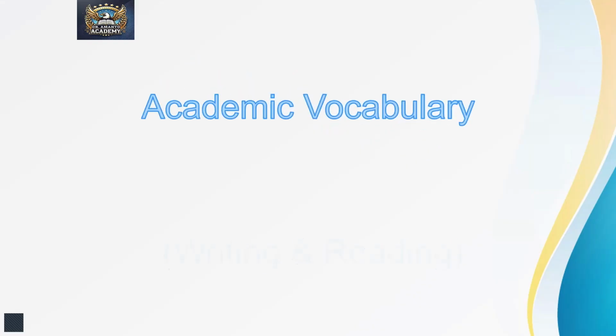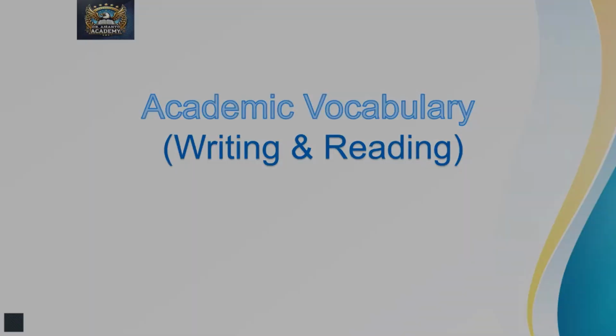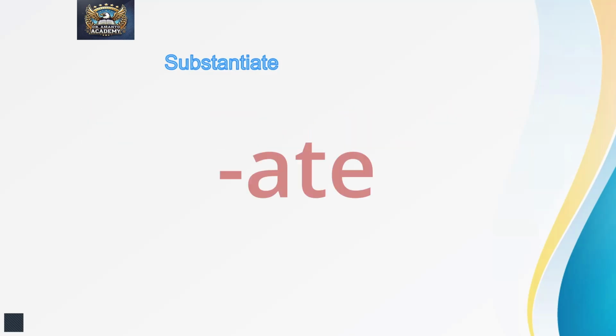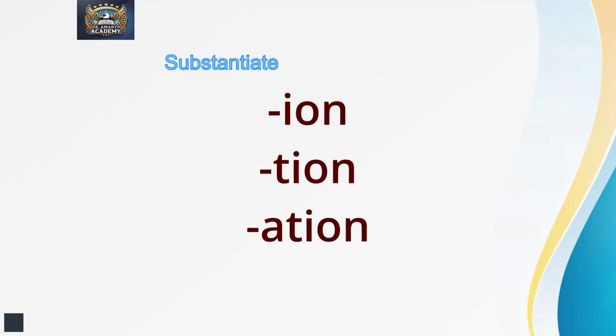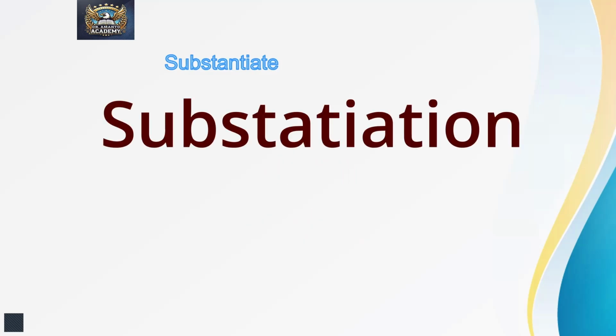The first set of the words is for writing and reading skills. The first word that we learn in this list is substantiate. Substantiate is verb. Its noun form is substantiation. Those words that end in ate, that is a verb suffix, they can be turned into noun form by adding ion or tion or ation to the end of the word. So substantiate is verb, substantiation is noun form of it.